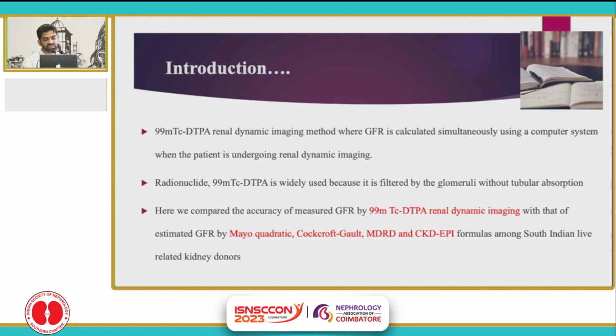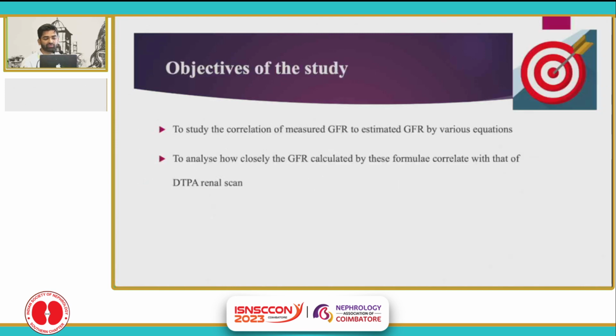In this study, we compared DTPA dynamic imaging with estimated GFR by Mayo quadratic equation, Cockcroft-Gault versus MDRD versus CKD-EPI in the South Indian live donor cohort. The objectives of the study were to study the correlation of measured GFR to estimated GFR via various equations, and to analyze how closely the GFR calculated by these formulae correlates with the DTPA renal scan.